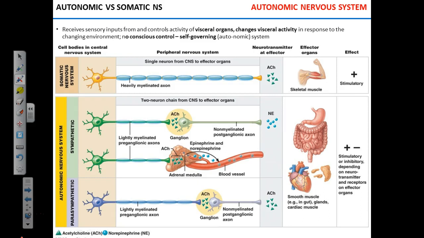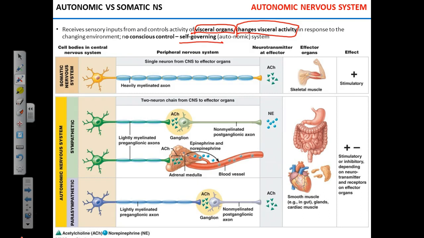It does have reflex arcs. It does have sensory input. It has motor output. But the point is, you cannot consciously control these activities. You can be aware of them, but there's no control over them. And so it receives sensory inputs from visceral organs and changes the activity of visceral organs in response to those signals. And the word autonomic means self-governing.